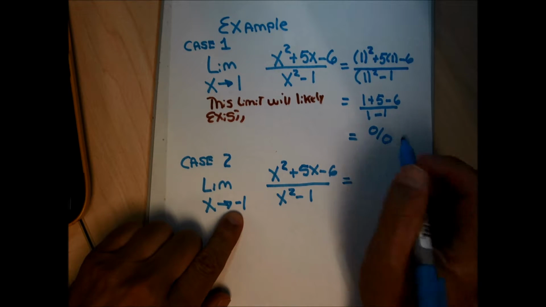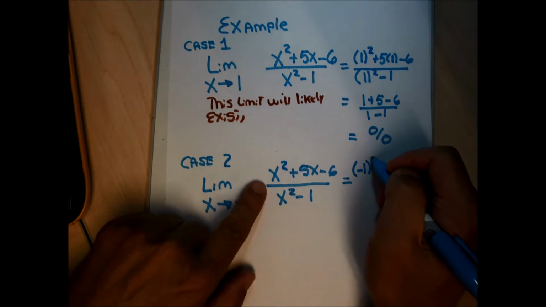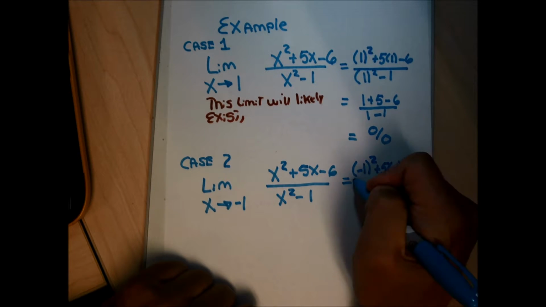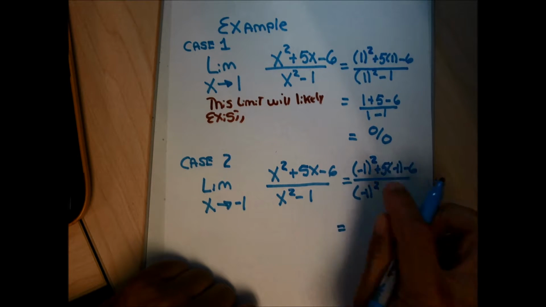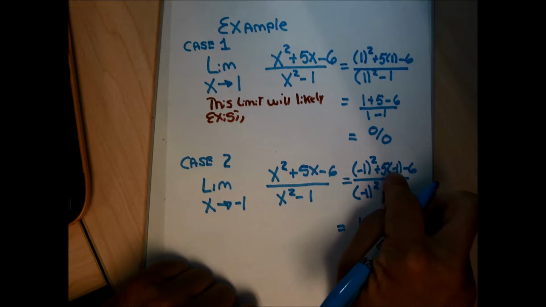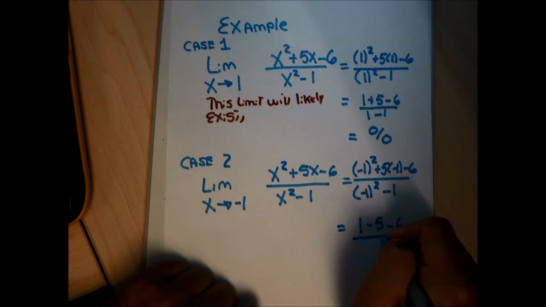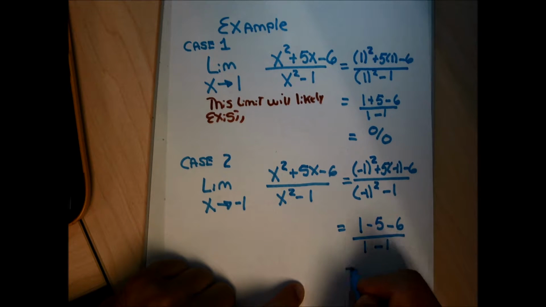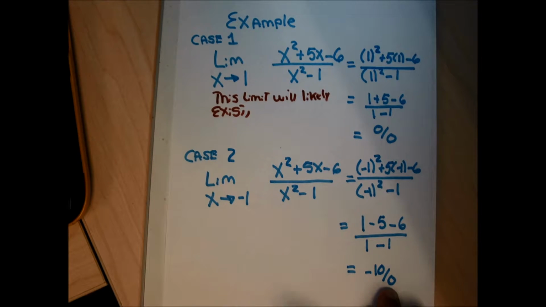So if I was trying to do case 2, the first thing I do to find a limit as x approaches negative 1 is plug in negative 1 for x. And I'm going to get negative 1 squared, which is positive 1, 5 times negative 1, which is negative 5, minus 6. The denominator, negative 1 squared, is positive 1 minus 1. So I'm going to get negative 10 over 0. This is also an undefined fraction, but it's not 0 over 0.